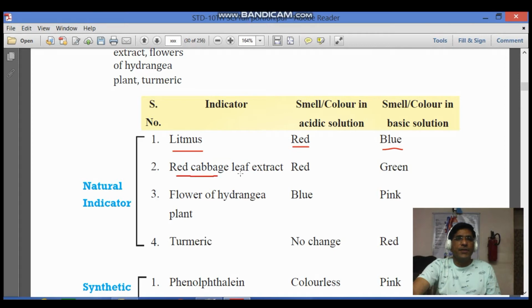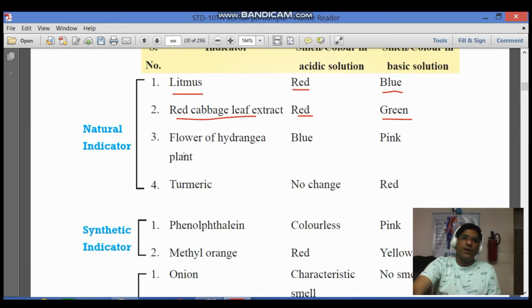Red cabbage leaf: when acidic solution is there, it turns red, or in base it is green. Flowers of the hydrangea plant were first found in Japan. It requires more water. In acidic solution it is blue, in basic solution it is pink. Turmeric: when acid is there and we add turmeric, there is no change, but if base is there and we add turmeric, it will be red.